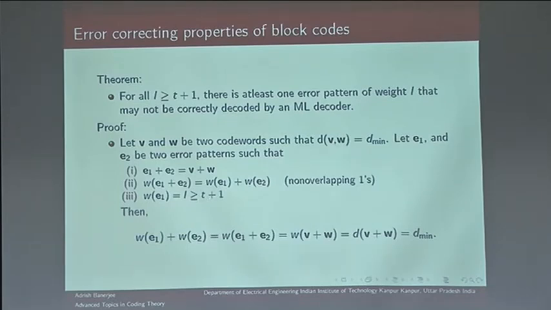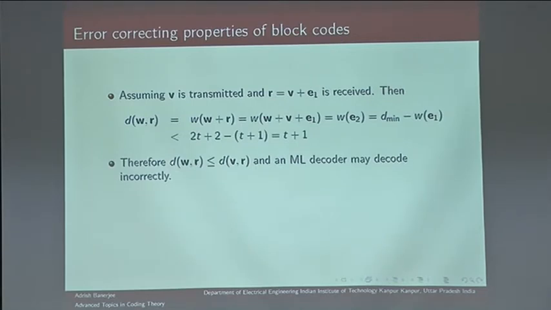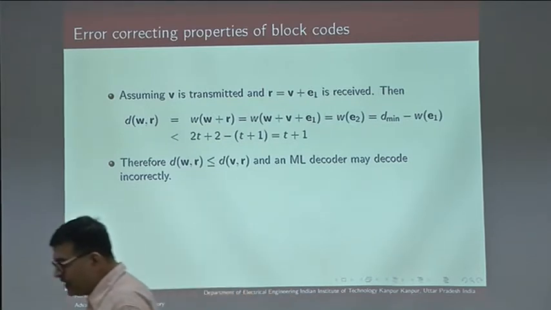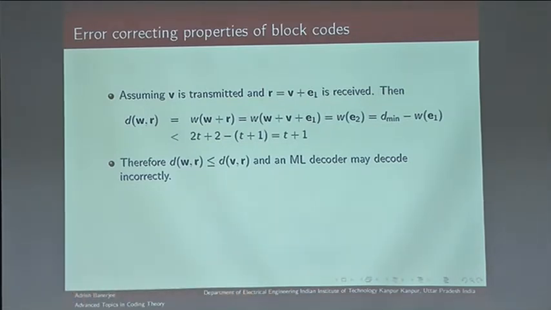At least 2t plus 1. So, what I have shown you is that the Hamming distance between W and R is less than or equal to the Hamming distance between V and R. So, my maximum likelihood decoder will decode in favor of W, not V. Remember, I transmitted V. So, this is a decoding failure. That means it cannot correct an error of weight t plus 1 or more.